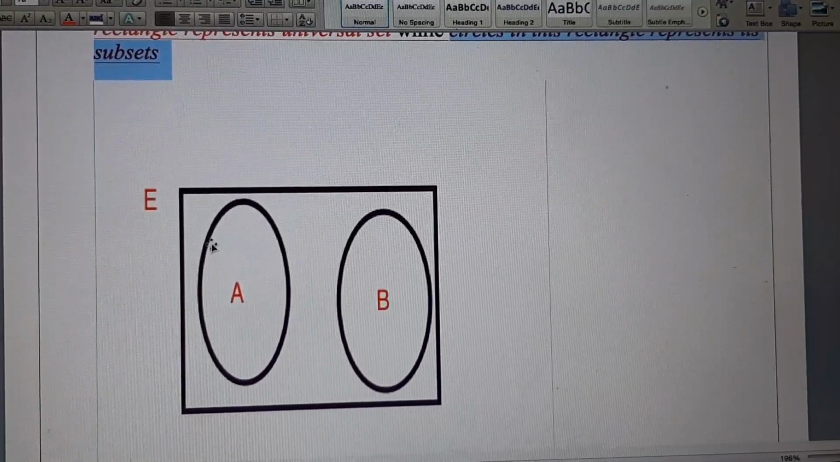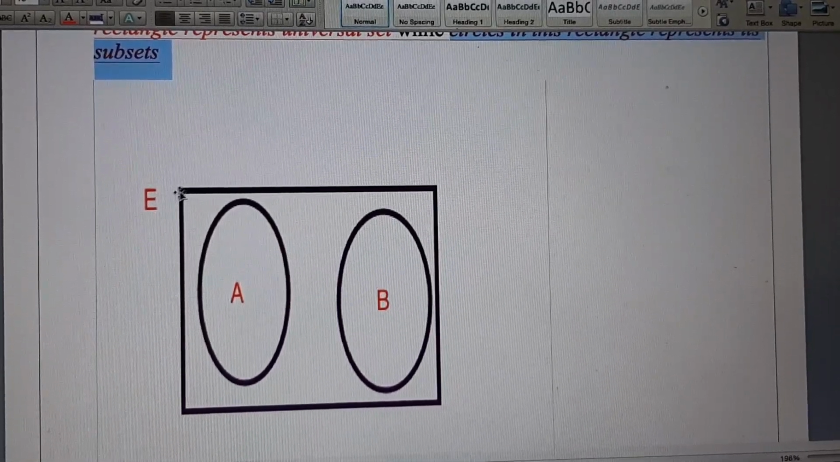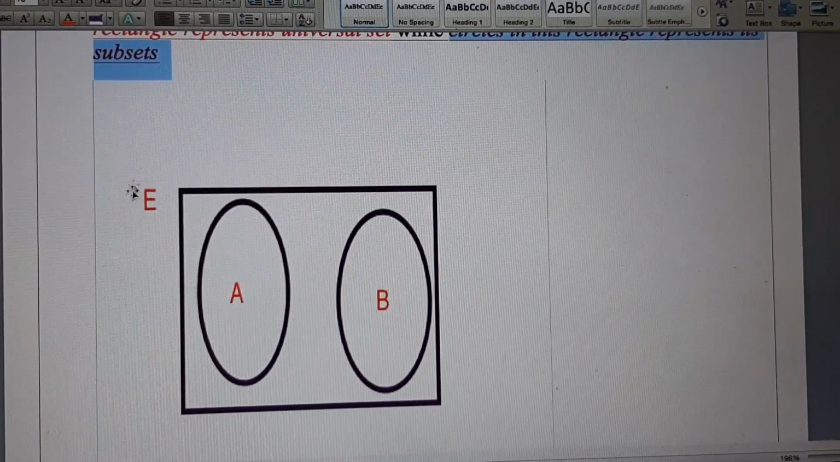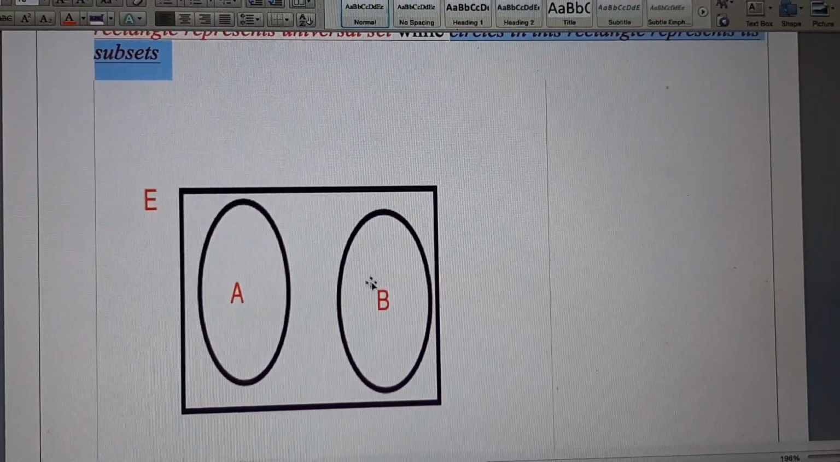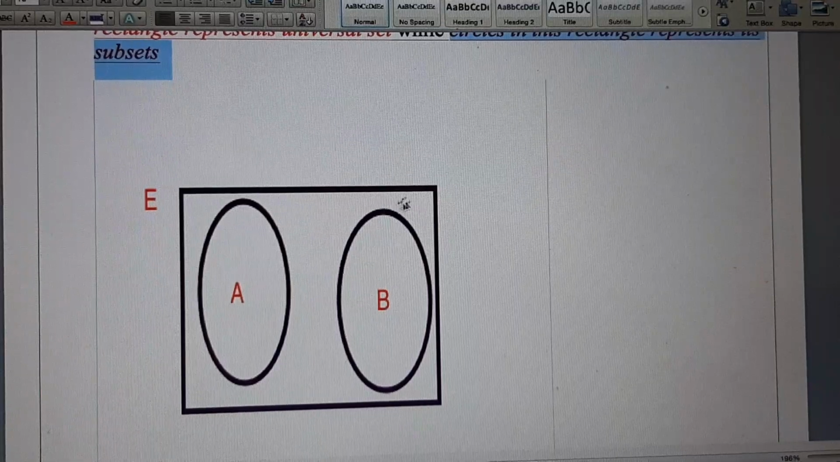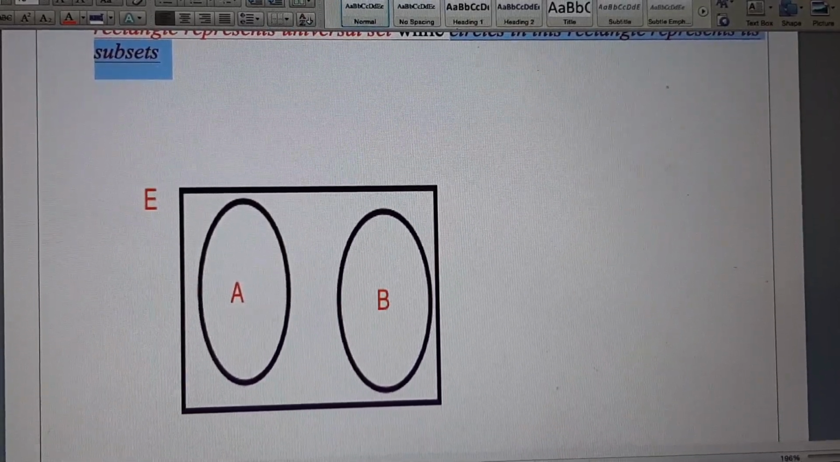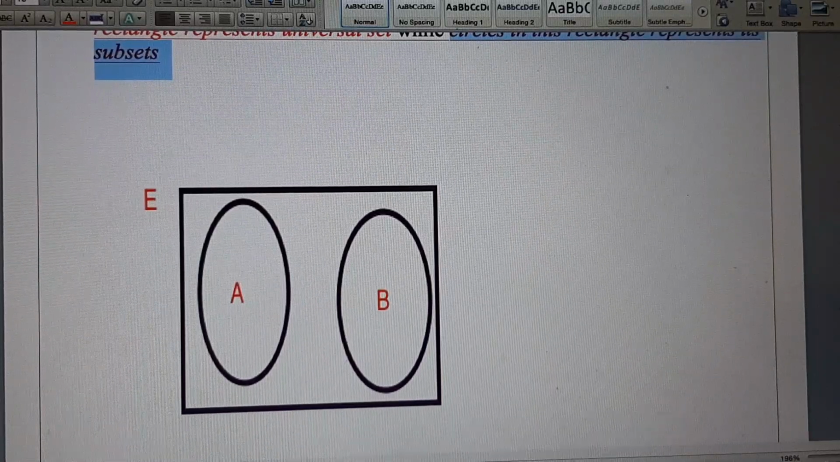Because we have to restrict our discussion to two subsets, I have drawn two circles in this rectangle, which represents the universal set denoted by this symbol. So A and B both represent two subsets, and this rectangle represents a universal set. So this is basically a Venn diagram.